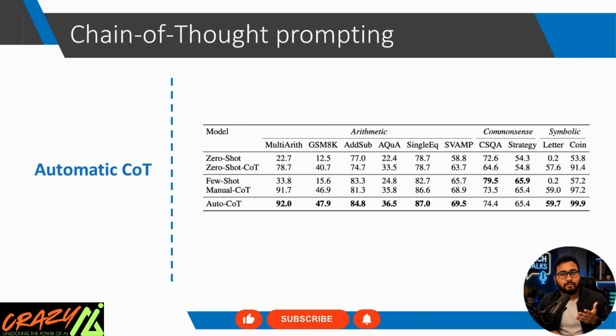Let's understand how automatic chain of thought works in practice. Instead of manually writing reasoning examples every time, a collection of high-quality examples is stored in a repository. When a new question arrives, the system automatically selects the most relevant examples and includes them in the prompt. This allows the AI model to learn from previous reasoning patterns and apply them to the current problem. The result is improved reasoning accuracy while reducing manual prompt engineering effort. This approach is especially useful in enterprise applications where thousands of similar queries are processed daily.